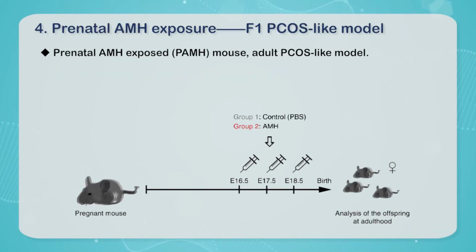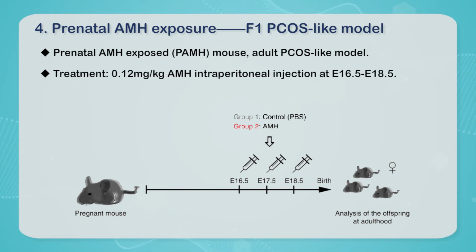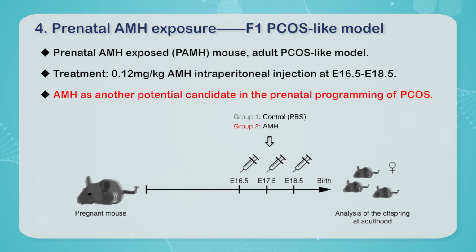Last, we'll introduce the prenatal anti-Mullerian hormone-exposed model, also generating PCOS-like first-generation offspring. This model is constructed by delayed intraperitoneal injection of AMH to pregnant mice at embryonic day 16.5 to 18.5. These animals implicate AMH as another potential candidate in the prenatal programming of polycystic ovary syndrome.